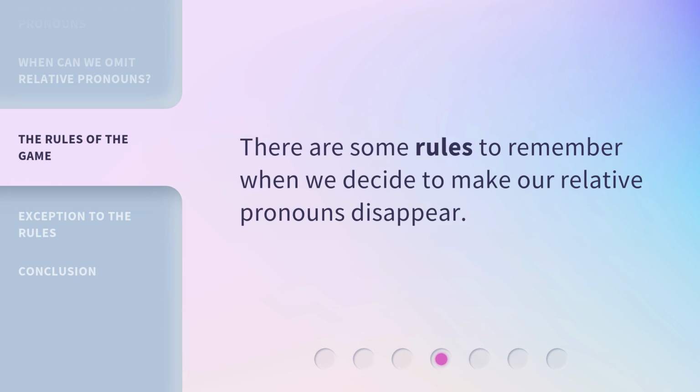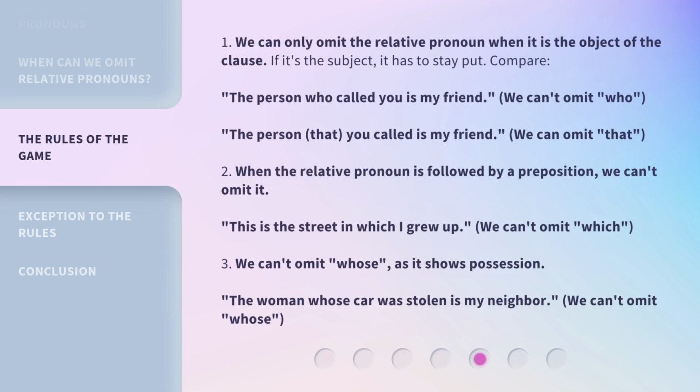There are some rules to remember when we decide to make our relative pronouns disappear. 1. We can only omit the relative pronoun when it is the object of the clause. If it's the subject, it has to stay put.